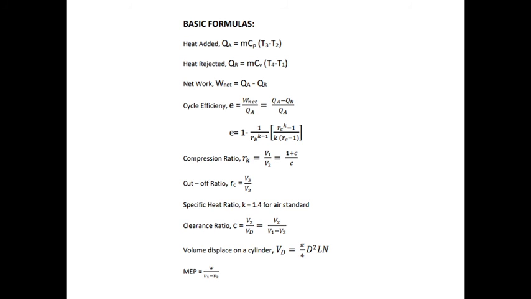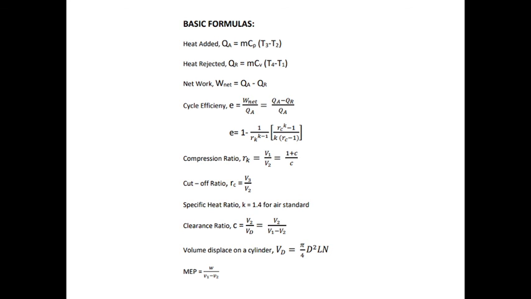So the compression ratio is RK, which is V1 over V2, same as the Otto cycle. The cutoff ratio is V3 over V2. So for the specific heat ratio, K is 1.4 for air standard. The clearance ratio is V2 divided by the volume displaced. So it's the same, V2 divided by V1 minus V2.